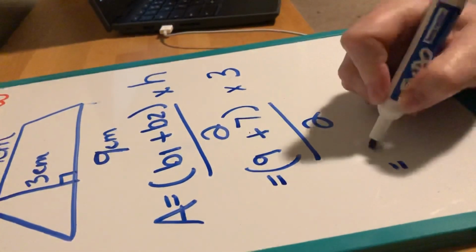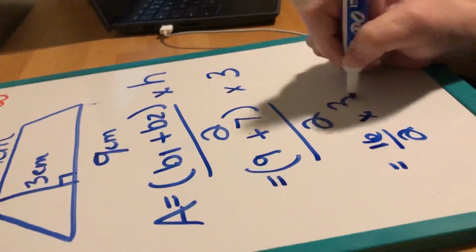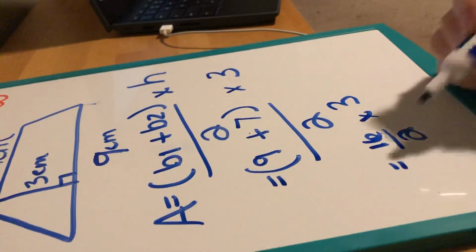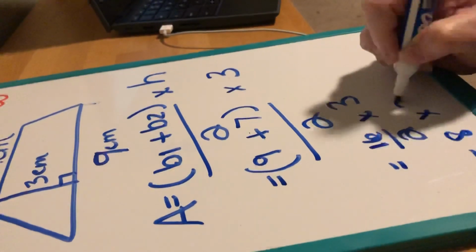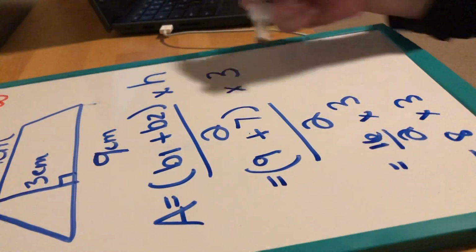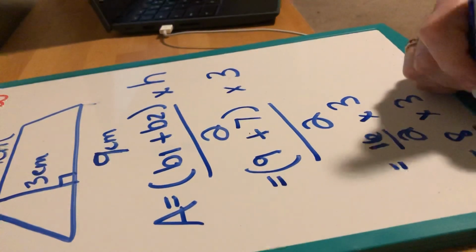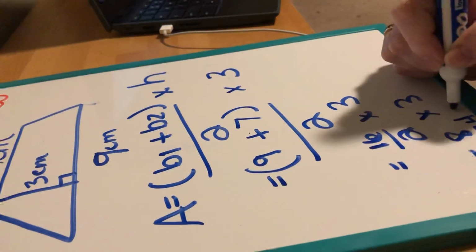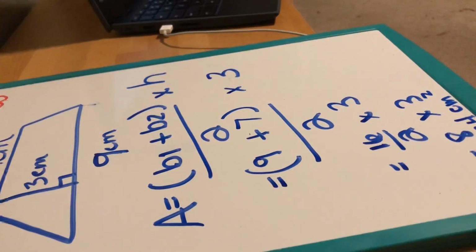9 plus 7 is 16. We got that again. Divided by 2 times 3. 16 divided by 2 is 8 times 3. We still haven't used that times 3, so you can see how we just keep bringing it down. And my final answer, if I have room for it, is 24 centimeters squared.